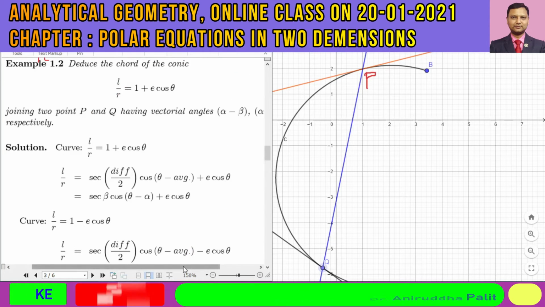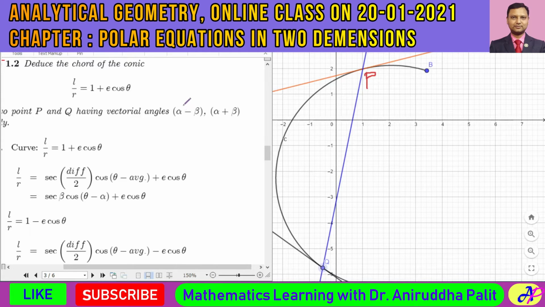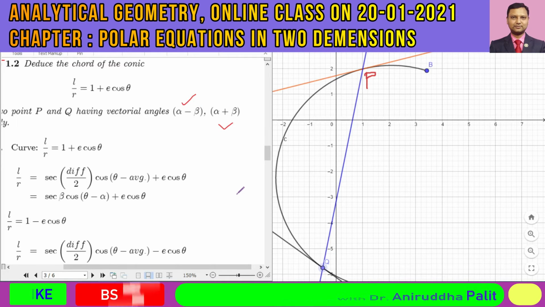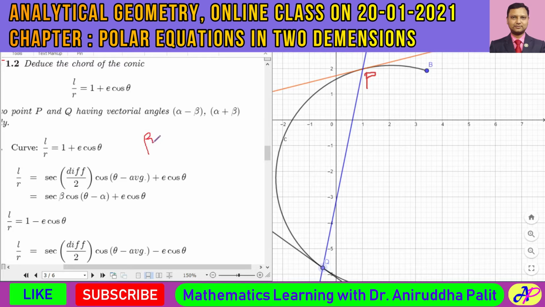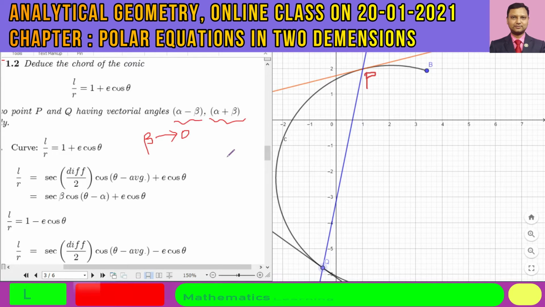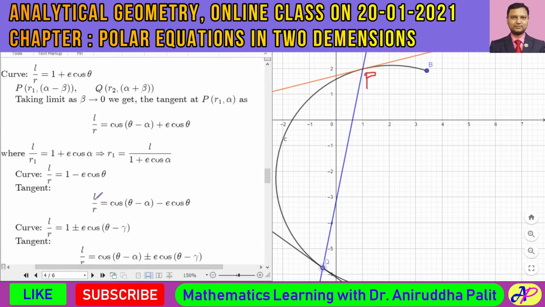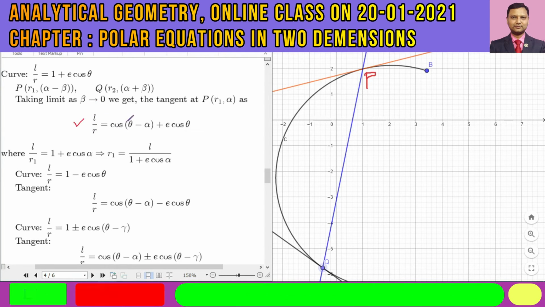And over here, if we want to write the vectorial angles of the points P and Q in this fashion, alpha minus beta and alpha plus beta, then when this vectorial angle converges to this vectorial angle, alpha minus beta converges to alpha plus beta. What does it mean? It means that the difference by 2, that is beta, should tend to 0. Then only these two expressions can become equal. So if we consider this limit beta tending to 0, then again we can get the equation of the tangent line in this fashion: L by R equal to cos of theta minus alpha.